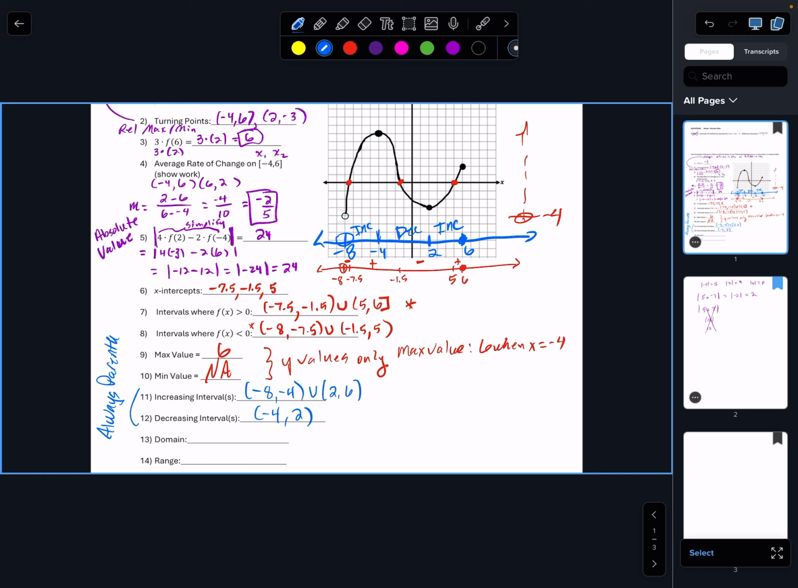And then domain, you're starting from -8, but it's open. You go to 6, but 6 is included. It's continuous. Every x is represented in between those. The range starts at -4. That's not included. It goes as high as 6 for the y's, and that is included. And there's your domain and range.